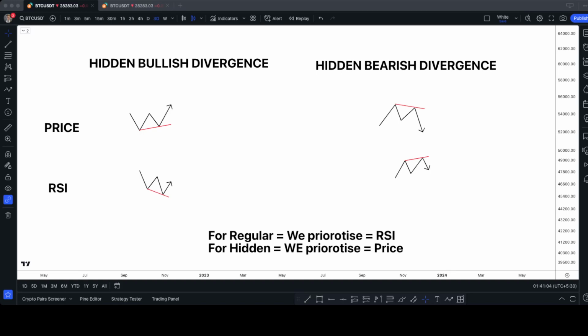Would you advise to stay away from hidden? Yes, I would say stay away from hiddens. It's better you just trade the regular one. This is the most effective divergence, nothing else. He's a wise friend. Yeah, all clear.